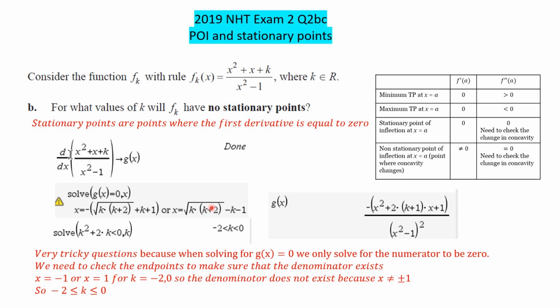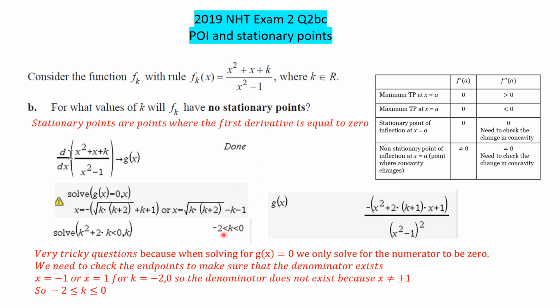If you don't want to have a stationary point, that means these x values do not exist. And because we have the square root here, that means the term inside the square root has got to be less than 0. So you can solve that on CAS for k. And then you get a range of k values. This is a tricky bit. Most people would have stopped here. The problem is we have not checked the denominator yet.